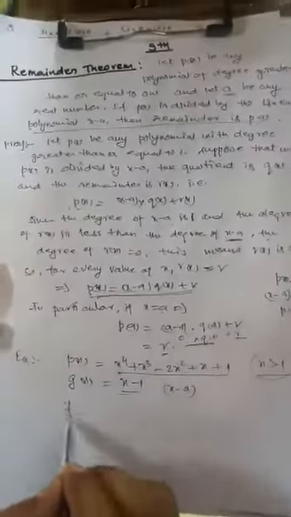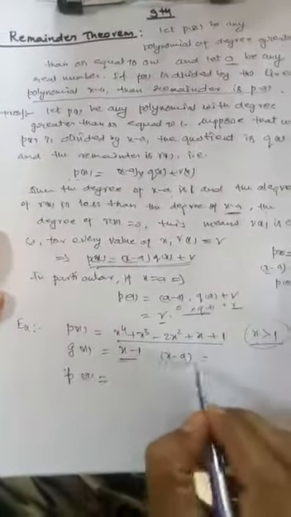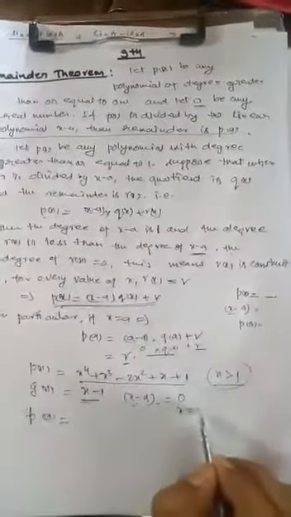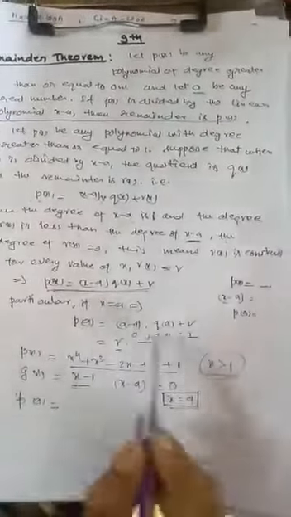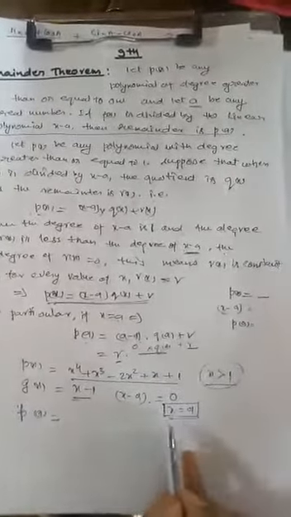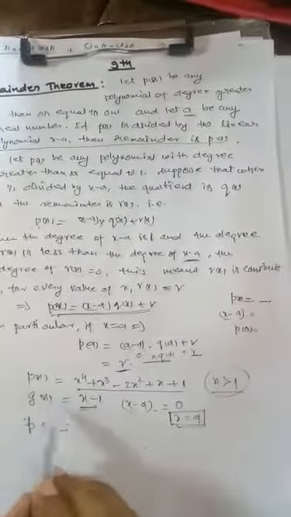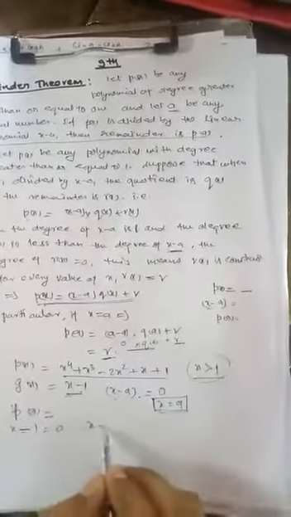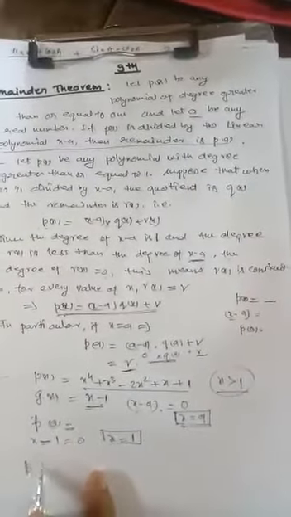Now according to the remainder theorem, the remainder becomes p(a). That means we equate x minus a to 0, and then we get the value of x, that is a. While substituting x equals a, as you have seen in the explanation, we get the remainder. So here we compare the divisor with 0, that is x minus 1 equals 0. Transposing minus 1 to the other side, x equals 1. Then we will get p(1).